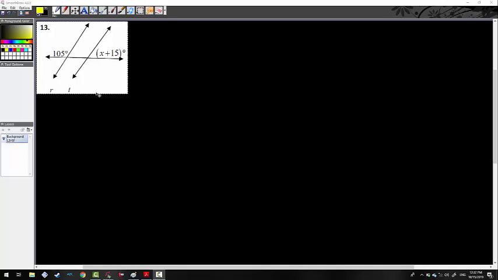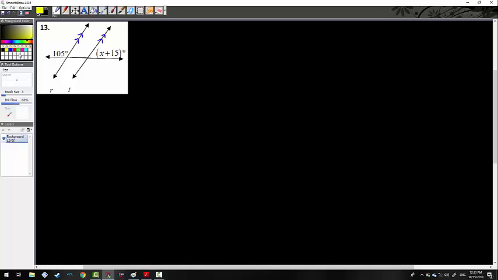Alright, so this is the second page of the final review packet, and basically 13 through 15 they're asking us to go ahead and solve for x, and they tell us something in each of these instructions. They're telling us that R and T are parallel lines. So I can go ahead and use that information, and I'll just mark them here. That way I can be reminded that they're parallel, even though they might not necessarily look parallel. They are, because the instructions told me they are.